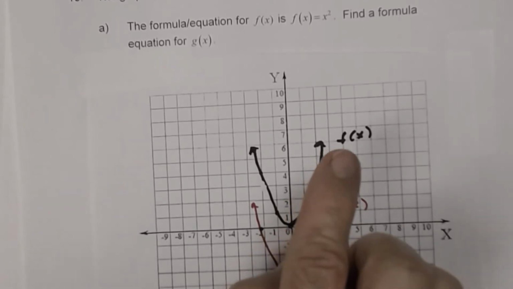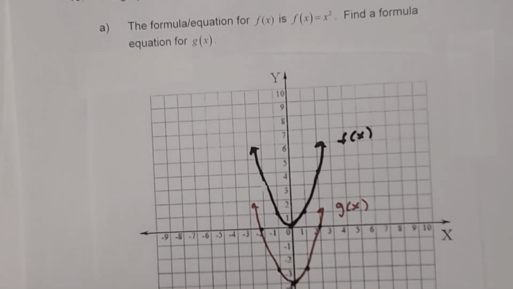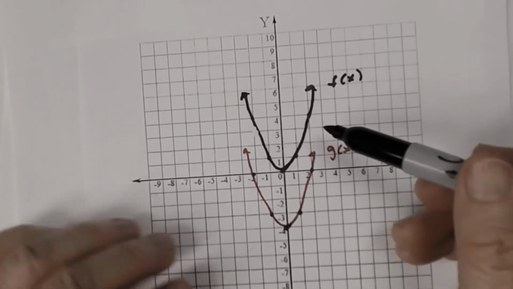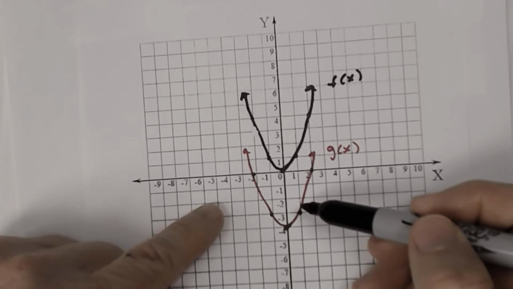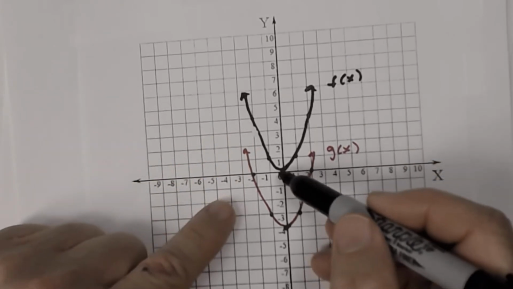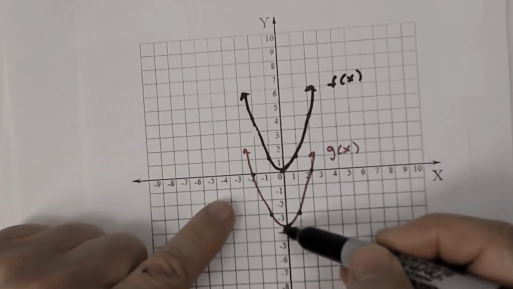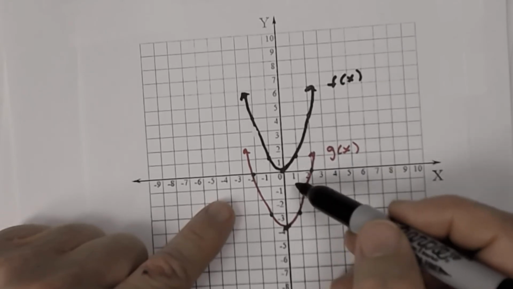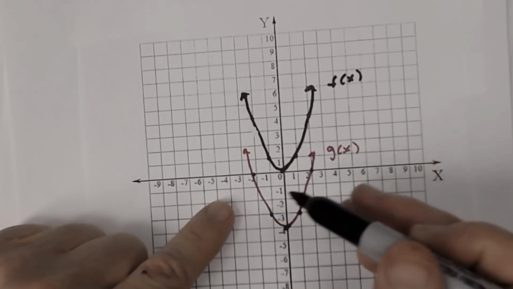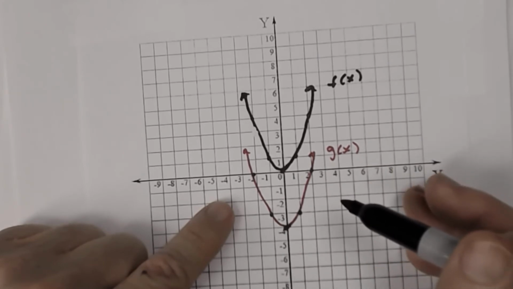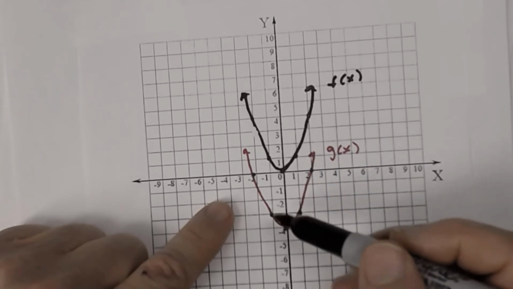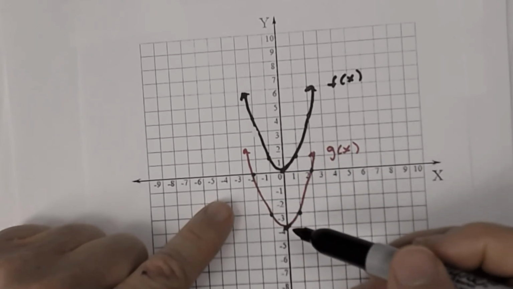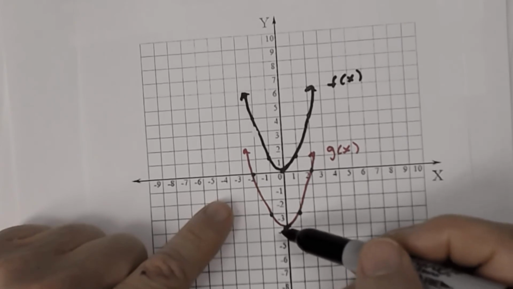You want to find a formula or equation for g of x. So you just have to remember some things we've learned. Notice what transformation is occurring here. I'm taking f of x, and I'm shifting it down. How many units? 1, 2, 3, 4. Same amount, right? So there's no stretching, no shrinking, no reflection at all. All I'm doing is shifting it down 4 units.